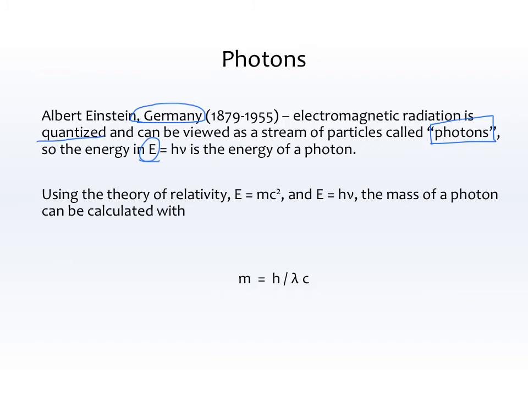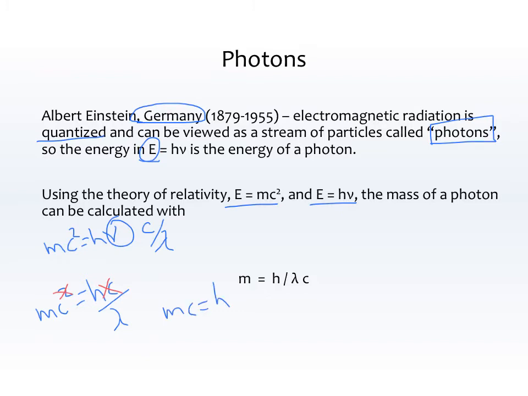So using the theory of relativity, E equals mc squared, and E equals hv, or h times frequency, the mass of a photon can be calculated. So let's do that really fast. mc squared is equal to h times frequency. And since frequency itself is c over wavelength, then mc squared equals hc over wavelength. We can cancel out a c on both sides, so we end up with mc equals h over wavelength. If we divide both sides by c, we'll get m equals h over wavelength times c. You are not responsible for the derivation of that formula, but I think it's kind of interesting just to see how it works.